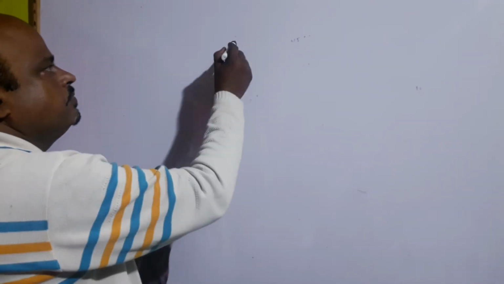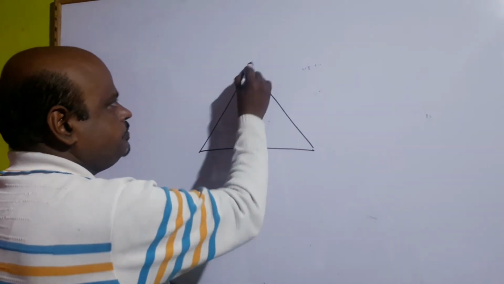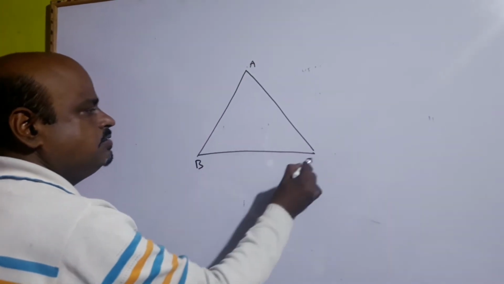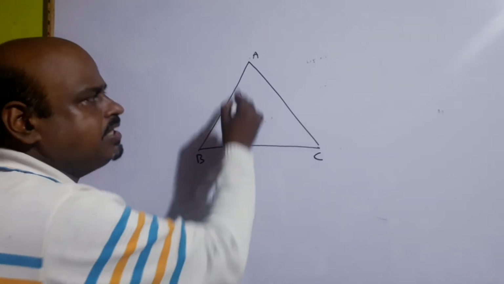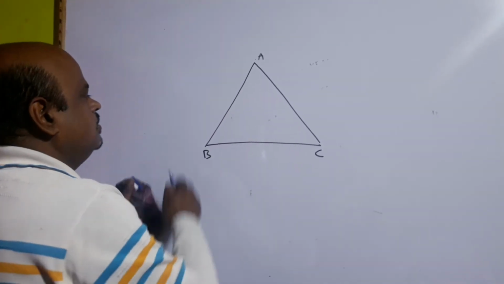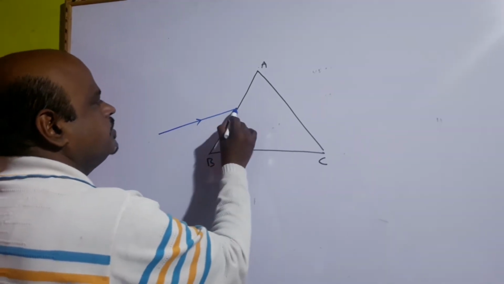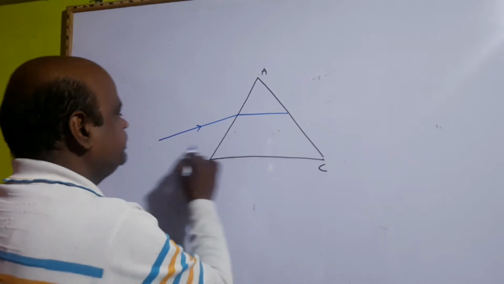See, prism ABC. ABC is the prism, BC is the base of the prism, A is the angle of prism. Incident ray, monochromatic ray. This is the refracted ray.